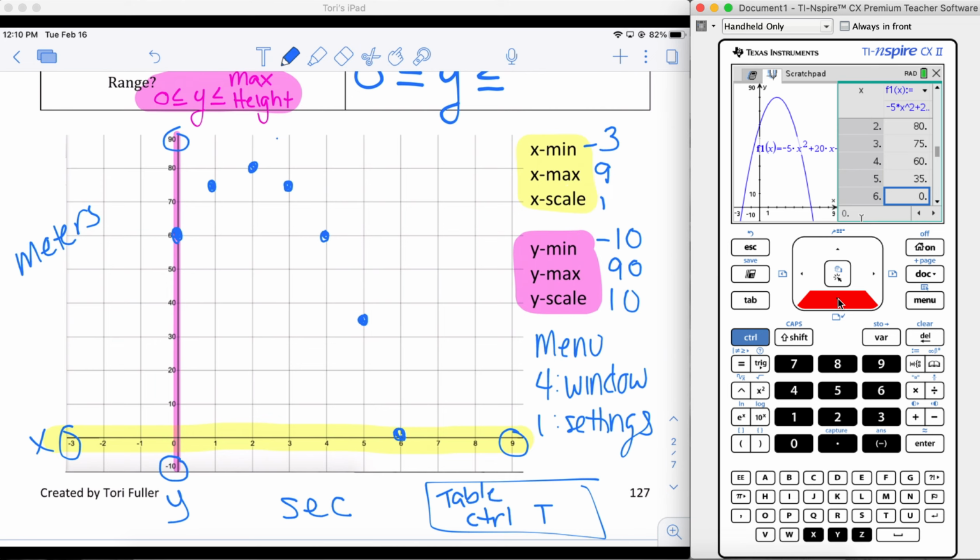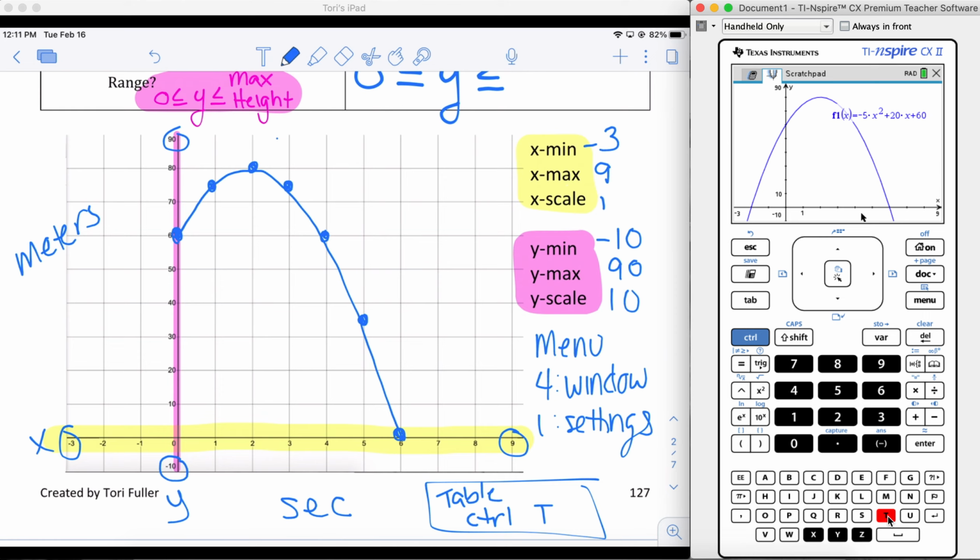Now, we are only going to go from the y-axis until it hits the x-axis. Those are the only points we want, and we are only going to connect using those points, okay? All right, so we are done with the calculator for right now. You can get out of the table, but don't delete it. Control-T. Perfect.